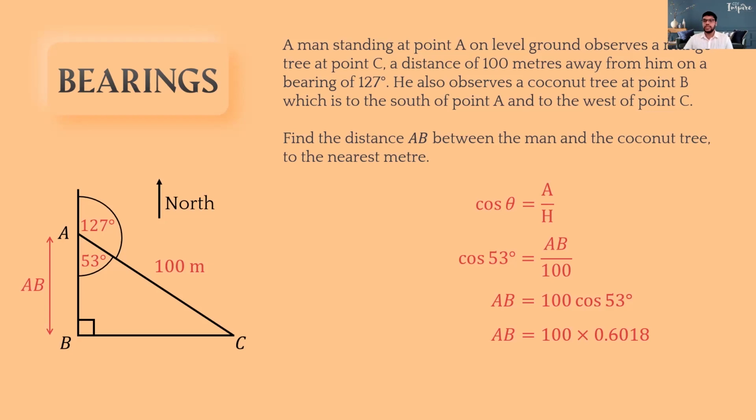Right, so now children, when you multiply this, you get AB equals 60.18. They are asking for the nearest meter, so I would say 60 meters is the answer.